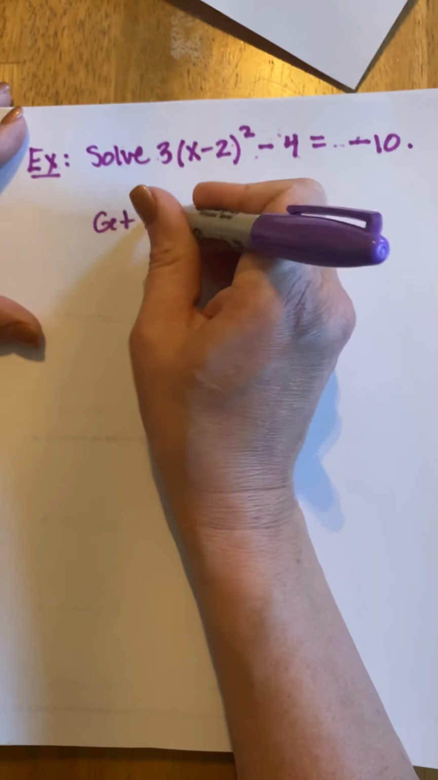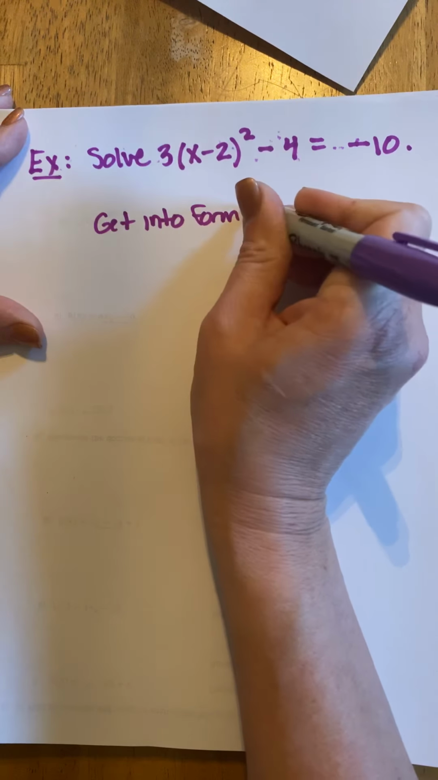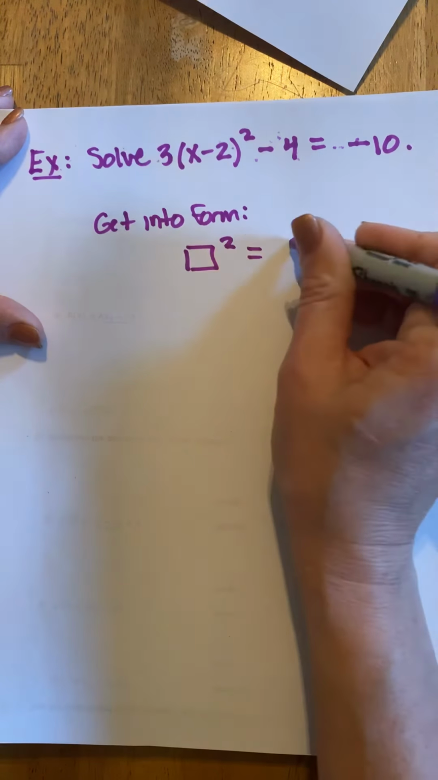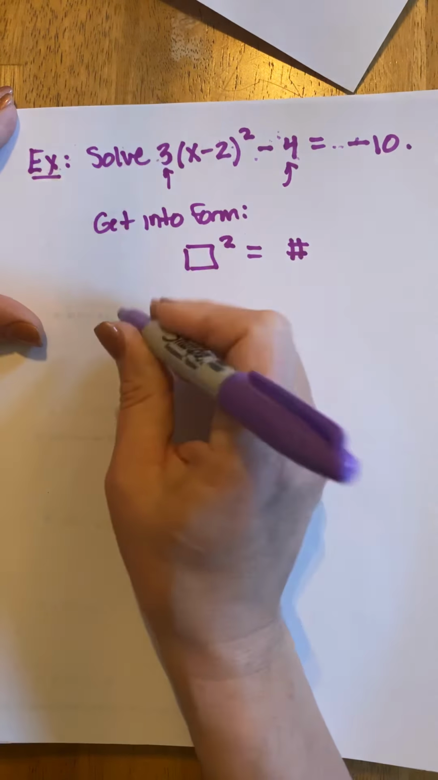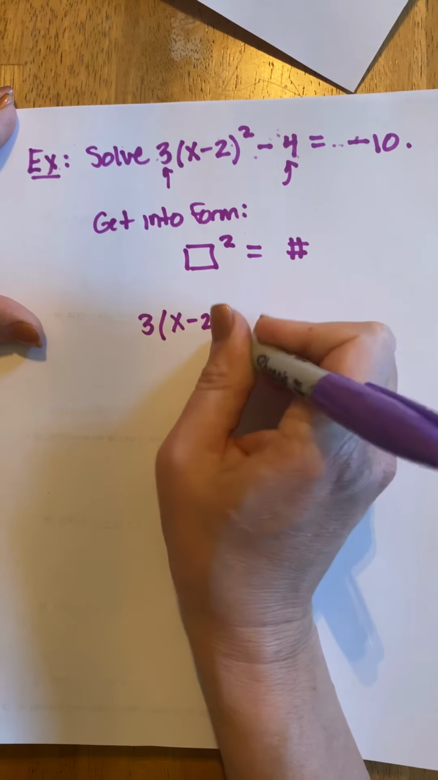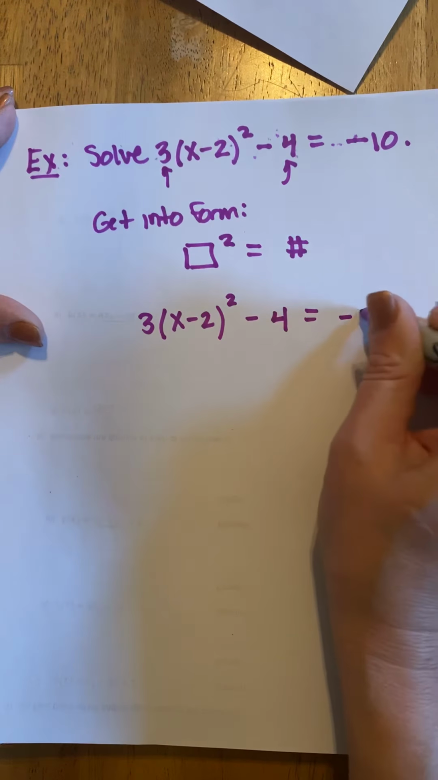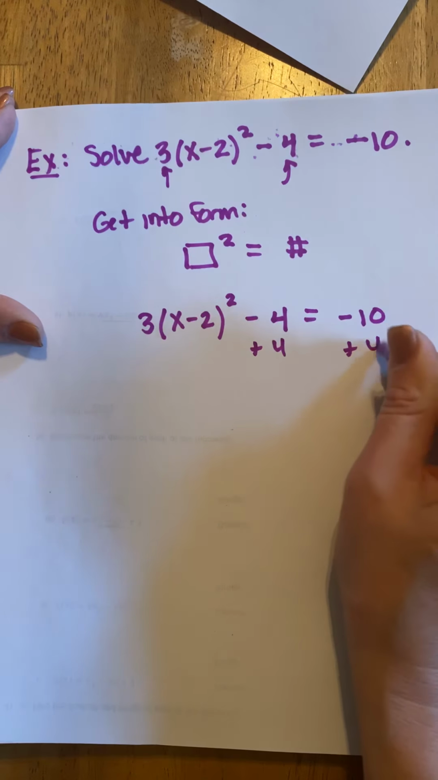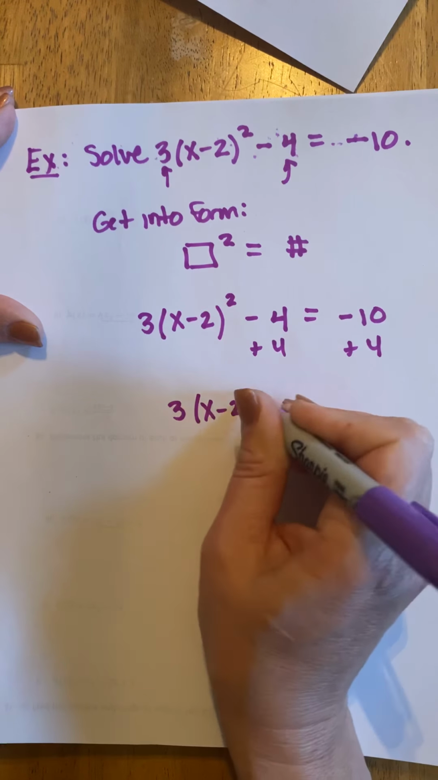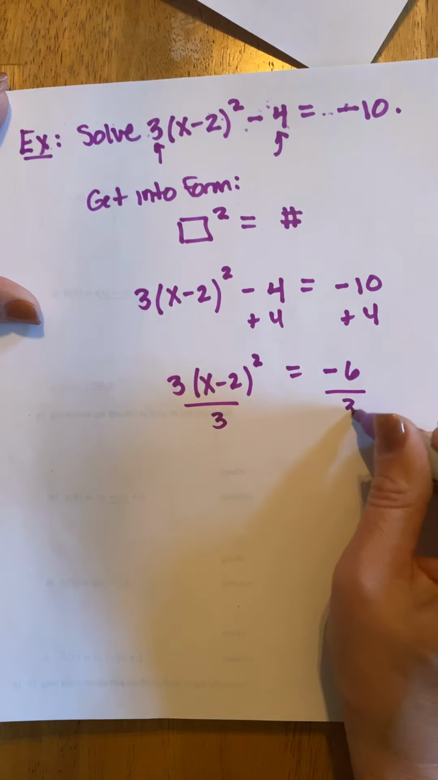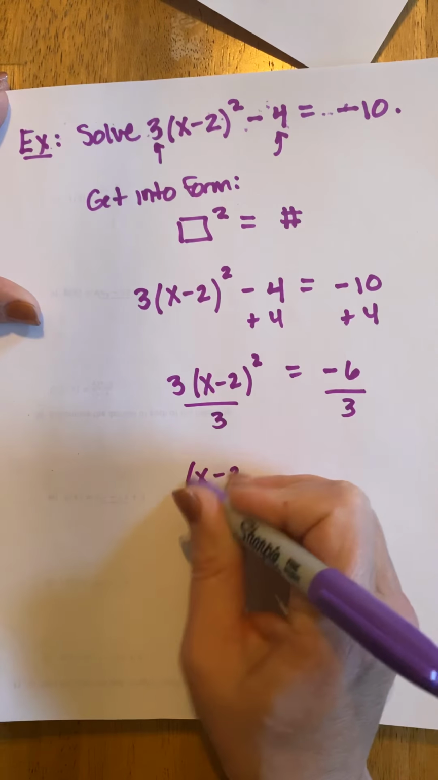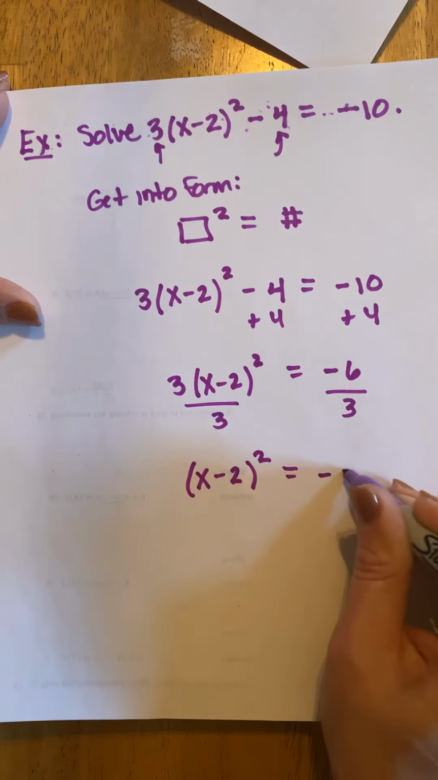All right, so we want to get it into the form something squared equals a number. So we got to get rid of this guy, we got to get rid of this guy and isolate what's being squared. We do that by using our basic algebra skills. I'm going to add 4 to both sides. 3 times (x minus 2) squared equals negative 6. Divide out the 3. We get (x minus 2) squared equals negative 2.